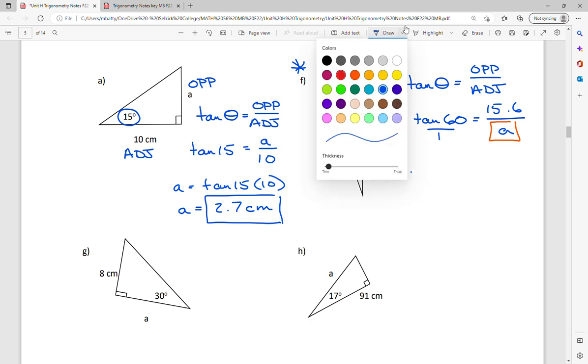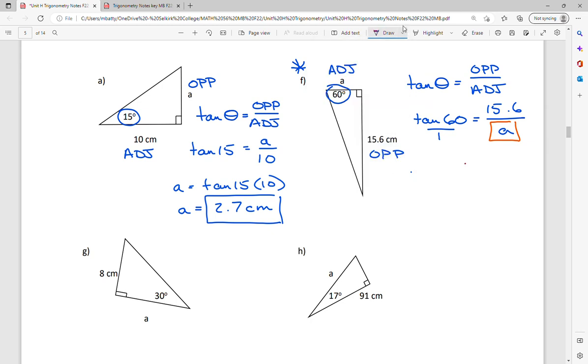The algebra and showing you how to get there, I would clear my denominator, multiplying by A on both sides. And then I would have to divide both sides by tangent of 60. So if you can follow where I'm at, I would now have that A equals 15.6 divided by the tangent of 60. If you remember what I said, it was swap and divide.